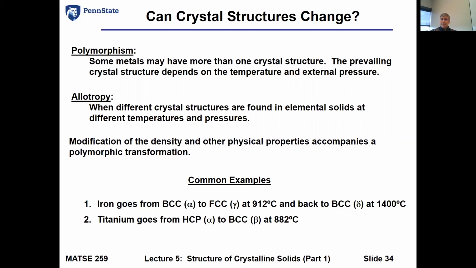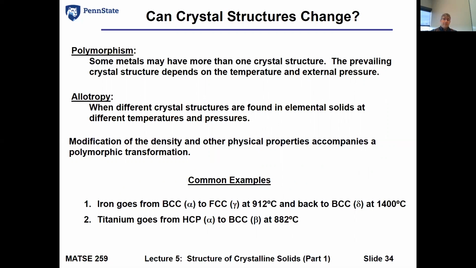I have 2 common examples here. Iron. Iron really cannot make up its mind. At room temperature, iron is BCC. If it's raised to about 912 degrees C, it converts to FCC. And then you raise it up to 1400 degrees C, just prior to melting, it converts back to a BCC structure. We take full advantage of this with iron. It gives us a lot of the qualities of steels that we're going to be talking about later on in the course. Titanium as well.